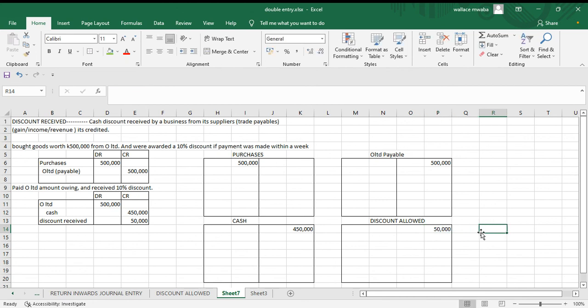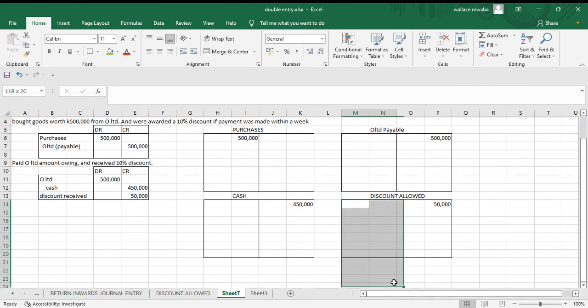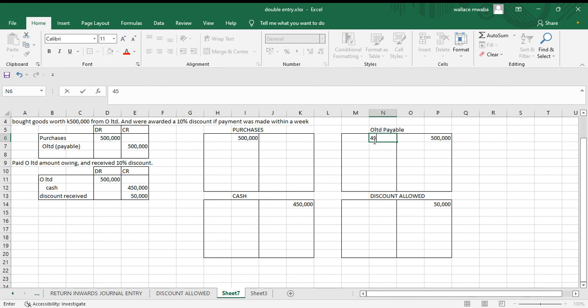Then we're going to go to All Limited. We're going to debit the first 450,000, and we also debit them the discount received, which is 50,000. So now all the double entries are complete.